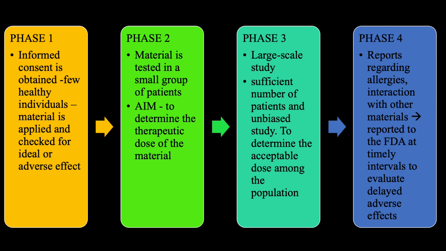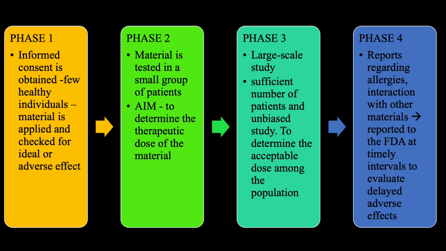In phase 1, we get an informed consent from healthy individuals, and the materials are tested and applied on the individuals to check for ideal or adverse reactions. After it is successful comes phase 2, where this material is tested on a small group of patients with the aim to determine the therapeutic dosage of the material.